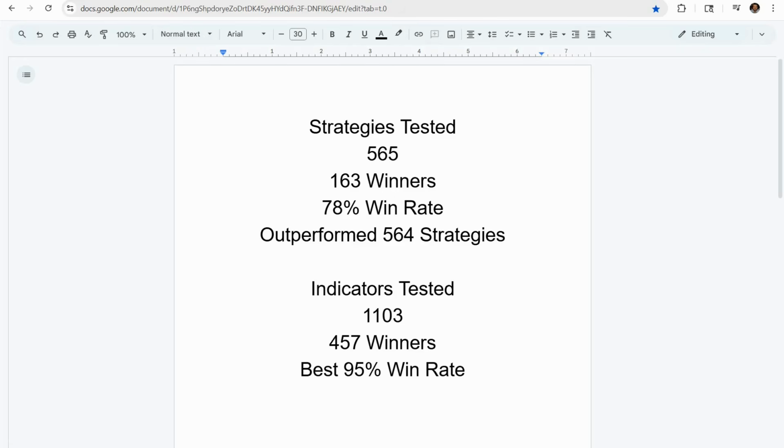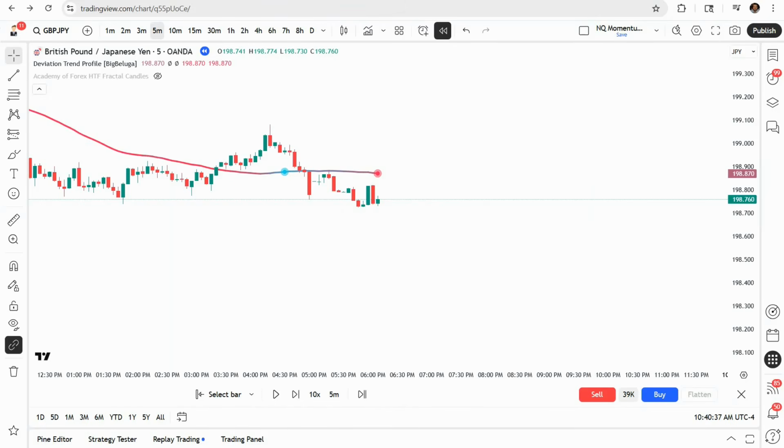Alright, as I said, today we will be testing a new style of moving average. Before we do though, I wanted to put the testing scoreboard up for everyone to see. To date, we have tested a total of 565 different strategies. The best one so far was able to achieve a 78% win rate. That was achieved using the Academy of Forex indicator with the new Academy of Forex higher time frame fractal candle indicator in a strategy that I'll mention later on in this video.